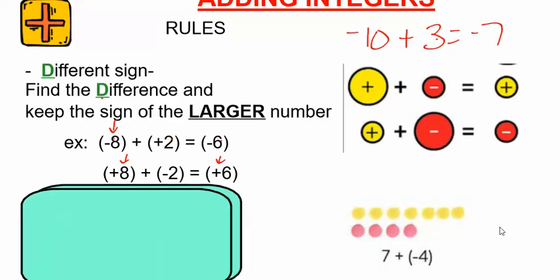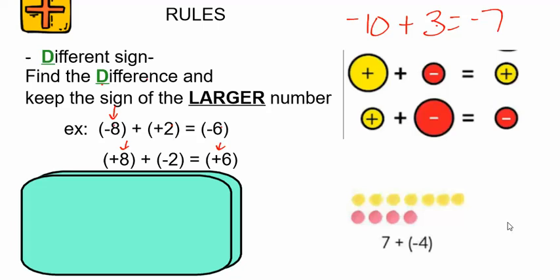Here's another visual representation. So if I have positive 7 and negative 4, if you think about it, a positive and a negative cancel each other out. So these would cancel each other out, and all I would be left with is a positive 3, which again, find the difference between these two numbers. 7 minus 4 is 3, and I have more positive numbers, so it's a positive 3.